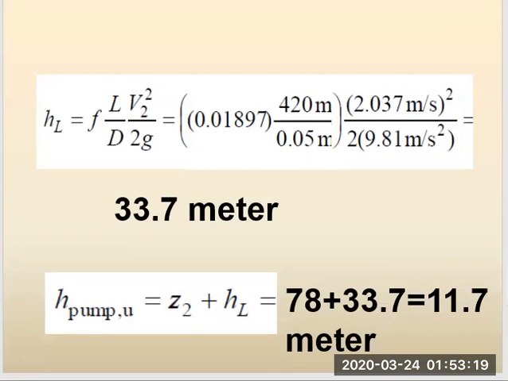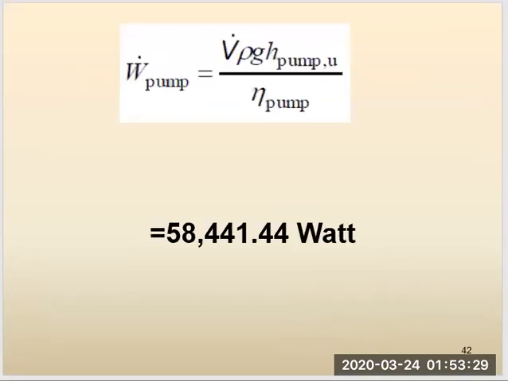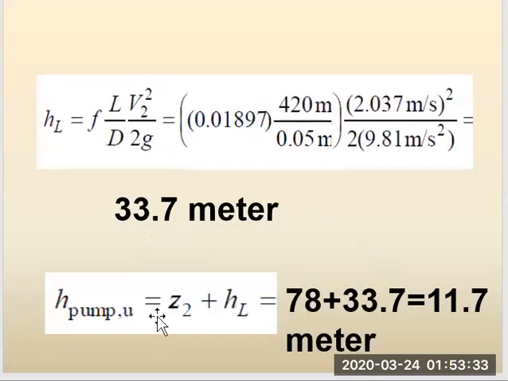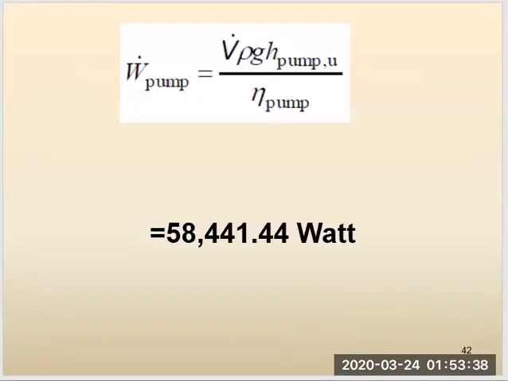So this is the head requirement for the pump. Now, what is the pumping power? This is the head of the pump. If you want to calculate the pumping power, what you need to do is multiply the volumetric flow rate by rho, the density, times g, times the pump head.